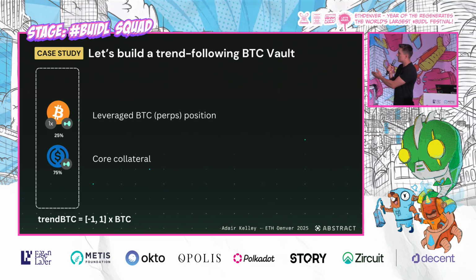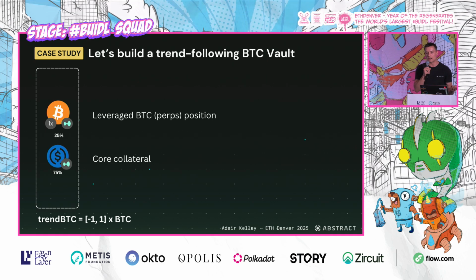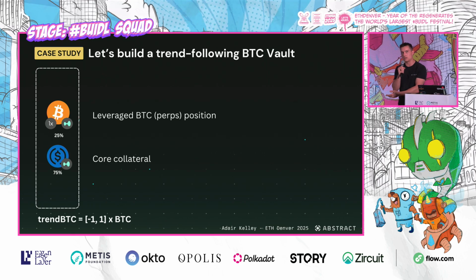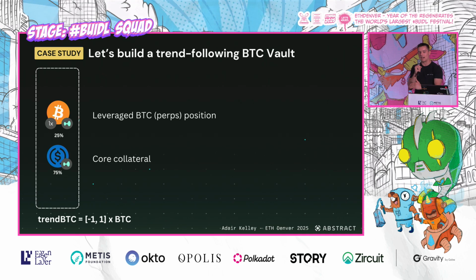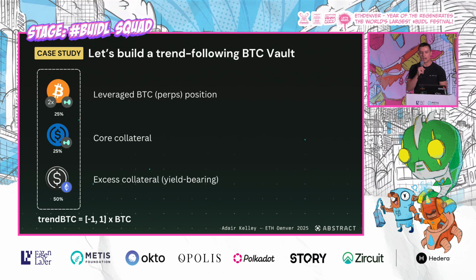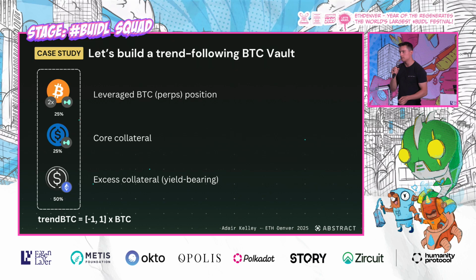But this is kind of inefficient. If you have just USDC, you can't collateralize a yield-bearing asset. But since you have access to leverage, you can use less of that asset and actually use the unused excess collateral and put it in a yield-bearing asset. But herein lies the problem.